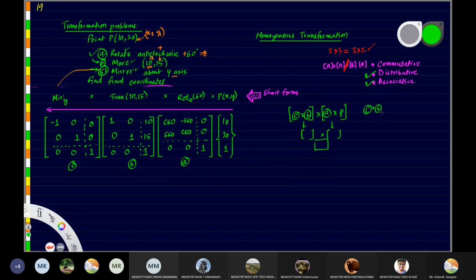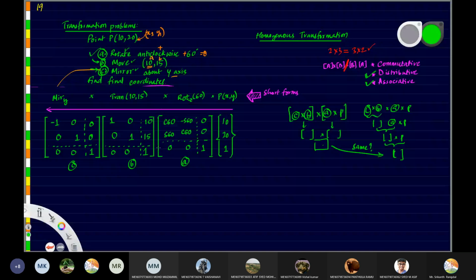Let's say two at a time. So B into C you can do first. You will get one matrix, and A we can keep as it is. Then you multiply these two, and you will get the final matrix. So will this matrix and this matrix be the same? Yes, they will be the same. We cannot change the order, but we can multiply them in any grouping.